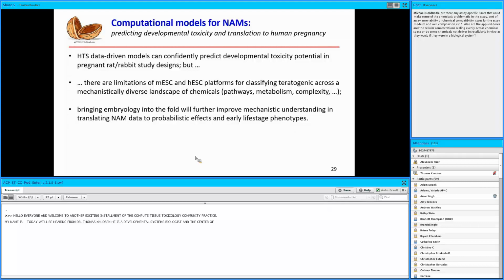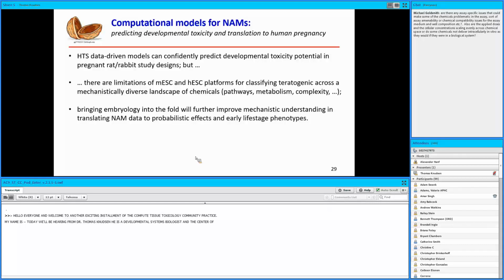Okay, so just to start wrapping up, in terms of computational NAMs for predictive developmental toxicity, I showed that high-throughput data-driven models can confidently predict developmental tox potential, at least based on extrapolating to pregnant animal study designs. But there are limitations, of course, as I've indicated, in the biology of the system or in the metabolism in terms of classifying teratogenicity across a mechanistically diverse landscape of compounds.